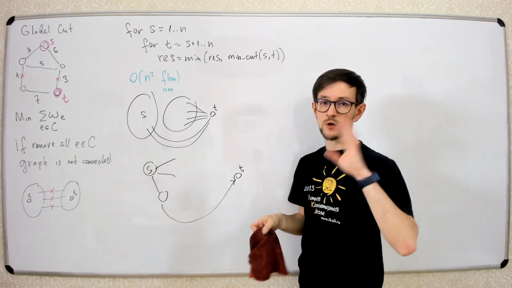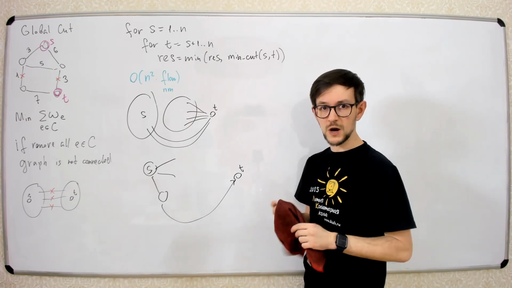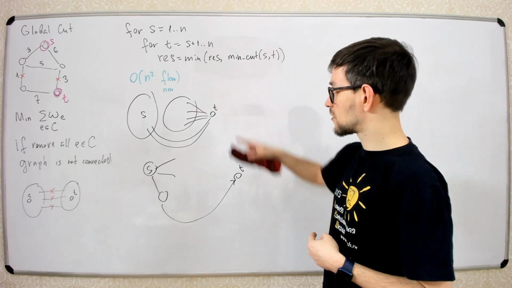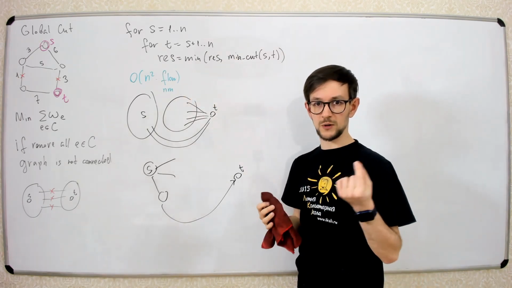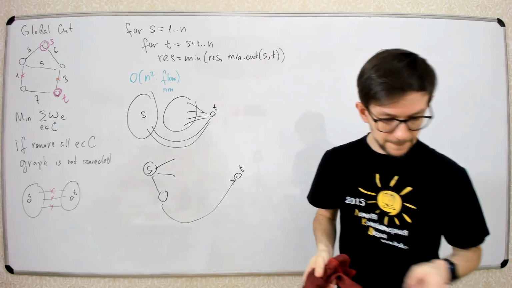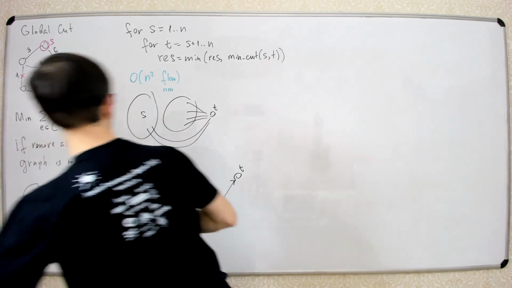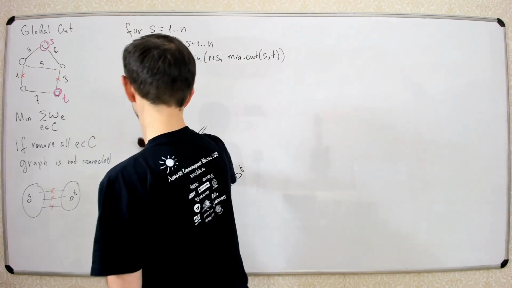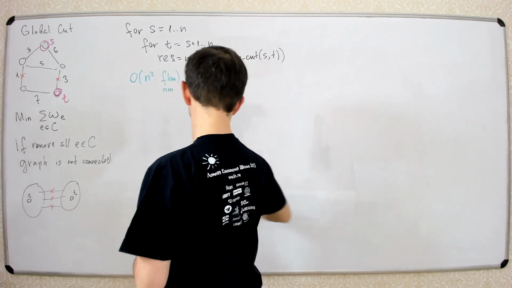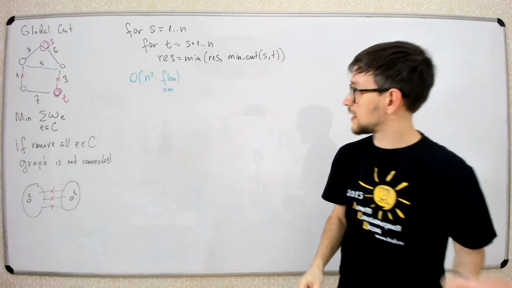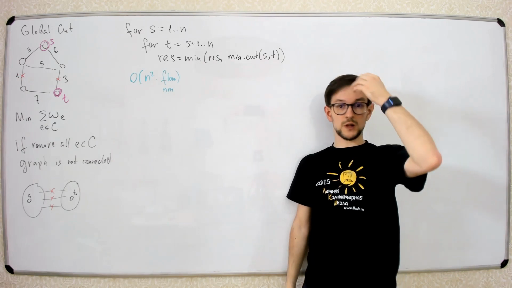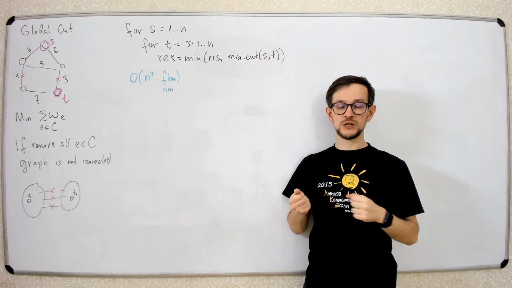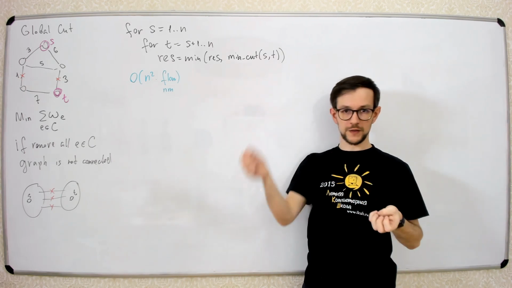The problem cannot be solved with a single run of the maximal flow algorithm, unfortunately, but it can be solved in n runs of the maximal flow algorithm. Again, the idea is very simple. We don't need to check all possible pairs. We just need to check all pairs from node 1 to all other nodes.